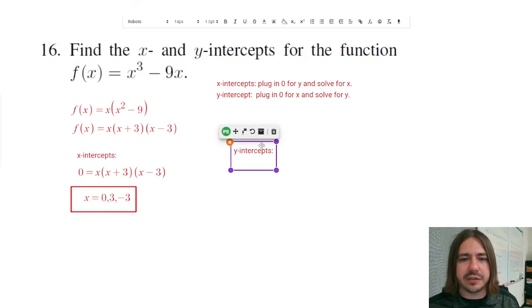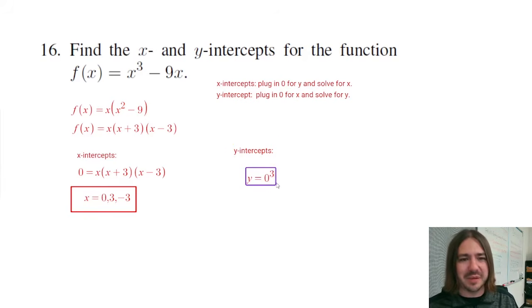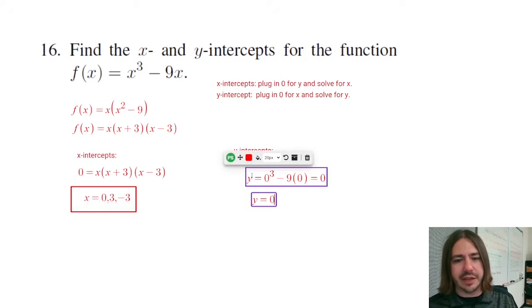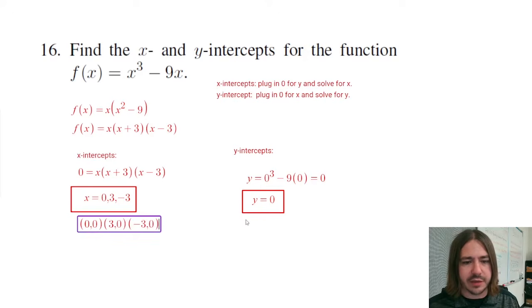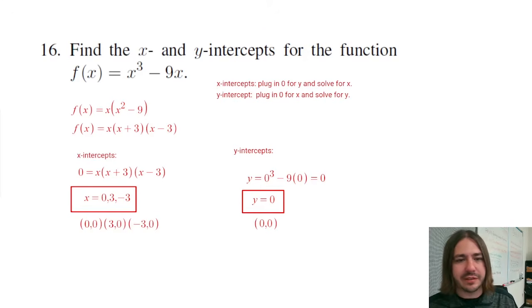And then my y-intercept will be what I get when I plug in 0 for x and solve for y. So I'm going to have y equals 0 cubed minus 9 times 0, which is just 0. Now we should have already known that was going to be the y-intercept because we knew that the graph was crossing the origin already from the x-intercepts. But yeah, my y-intercept is going to be at 0. The x-intercepts are going to be at (0, 0), (3, 0), and (-3, 0). The y-intercept is going to be at (0, 0). All right, that's it for number 16.